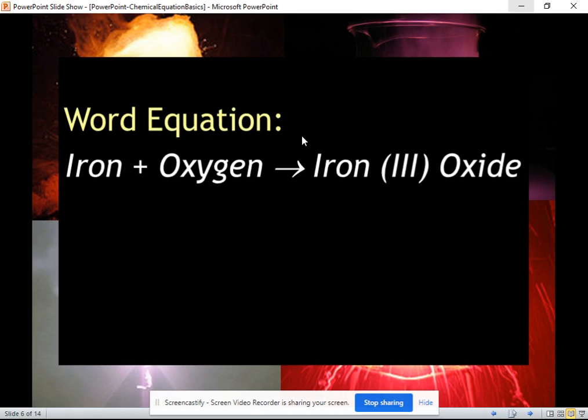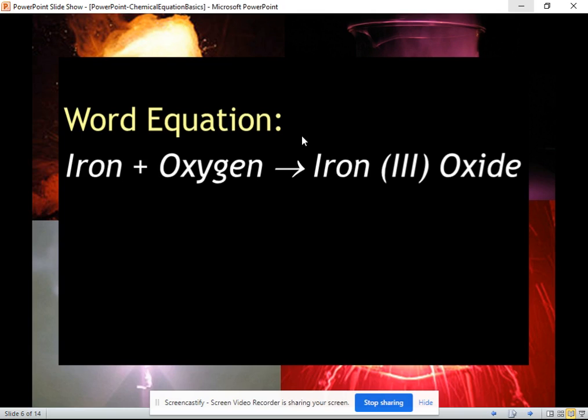So here's a word equation. Iron plus oxygen yields iron 3 oxide. Notice that I have iron plus oxygen and then yields iron 3 oxide. So this would be A plus B yields C, even though that's a 2-part name, 3 if you include the Roman numerals, it's still one product.